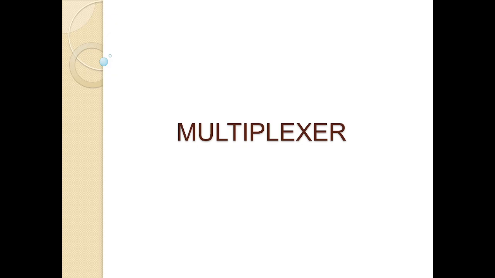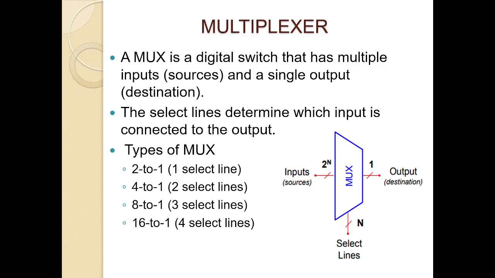Today's topic is Multiplexer. Multiplexer is shortly called a MUX. A MUX is a digital switch that has multiple inputs and a single output. The selection lines determine which input is connected to the output. So the inputs are 2 power n, the output is 1, and the selection lines are n. In 2 power n, the selection line count is considered as n.